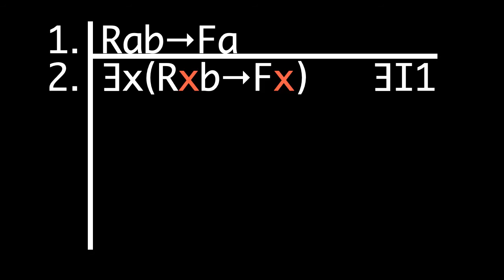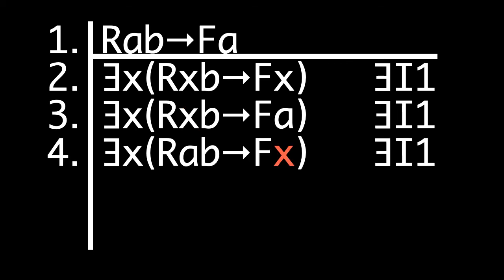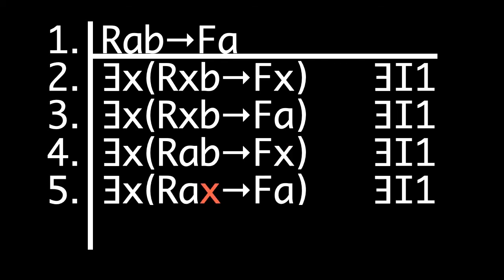So consider this example. Suppose we start with RAB arrow FA. We can apply existential introduction, replacing both of the A's. We could say exists x, RXB arrow FX. Or if we wanted, we could just replace the first A. We could say existential introduction on 1, exists x, RXB arrow FA. Or we could just replace the second A, exists x, RAB arrow FX. Alternately, we could replace B to get exists x, RAX arrow FA. All of those are legal applications of existential introduction. Which of these are things we'd want to do, which ones would help us, depends on what we're trying to prove. Here I'm just trying to show you how the existential introduction rule works.